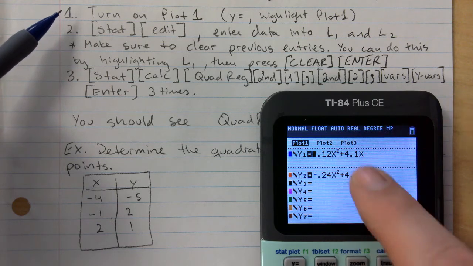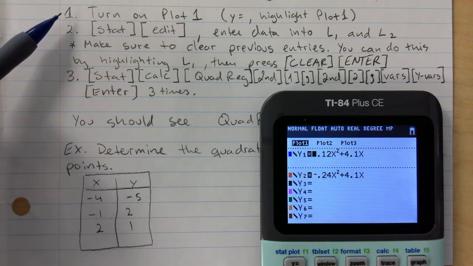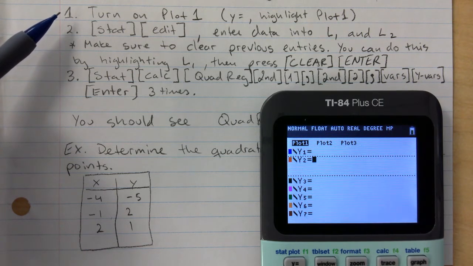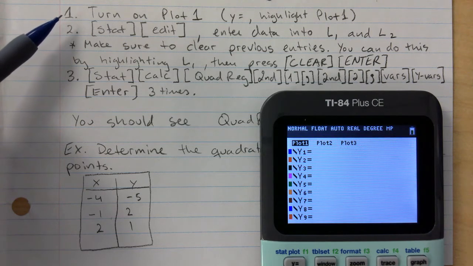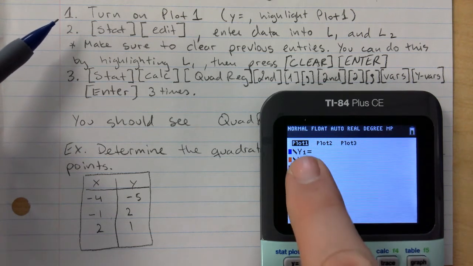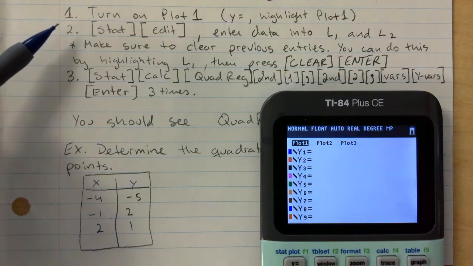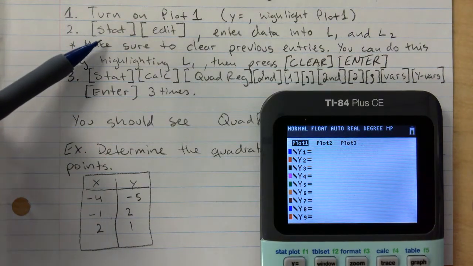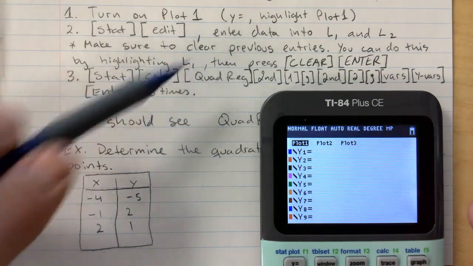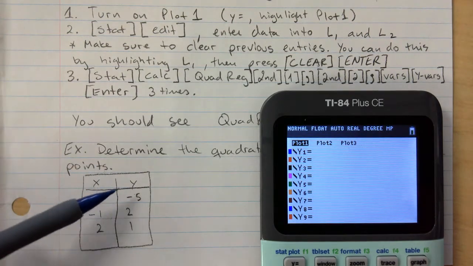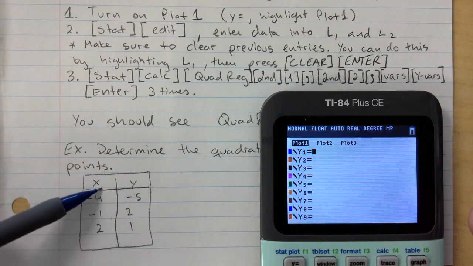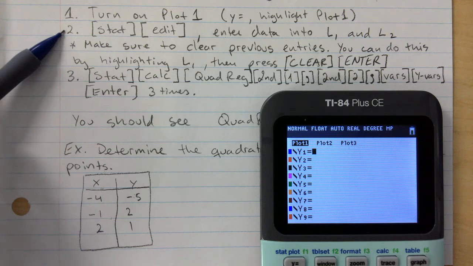You don't have to clear anything that's in here, but I will clear it. I will clear all the equations that are there. Make sure Plot 1 is turned on, right? So you just go to the top, highlight it, hit enter, and then it should stay highlighted. Now we're going to enter our data into our calculator. So that's when the second point comes in.